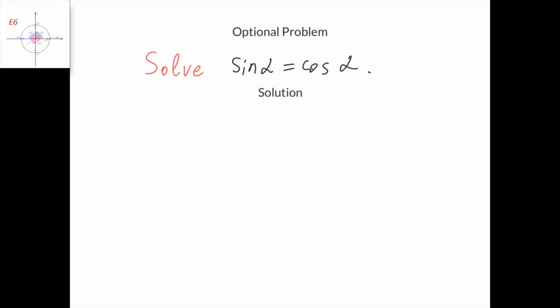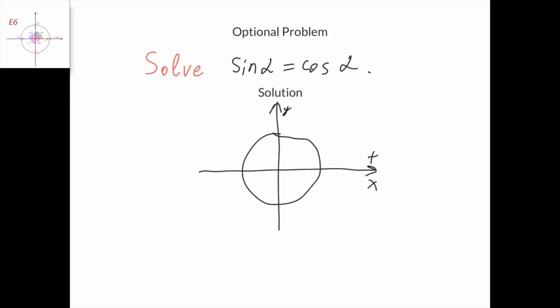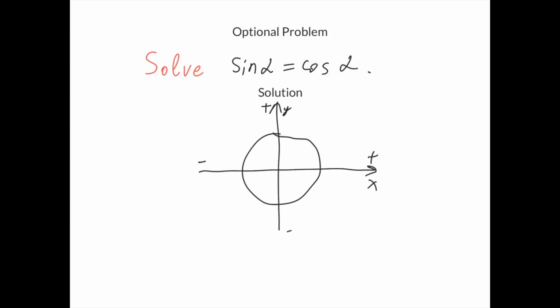So let me draw the unit circle, and then the x and the y-axis, with the positive and negative sides. I'm going to start traveling around this circle, and I'm going to see when sine of alpha is equal to cosine of alpha. So starting here from 0 degrees, sine is 0 and cosine is 1. So sine of alpha is not equal to cosine of alpha.